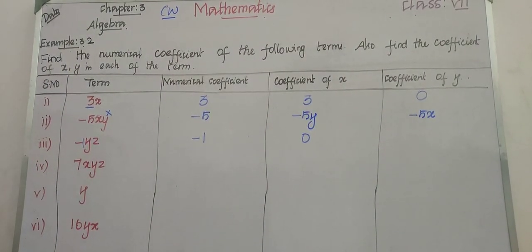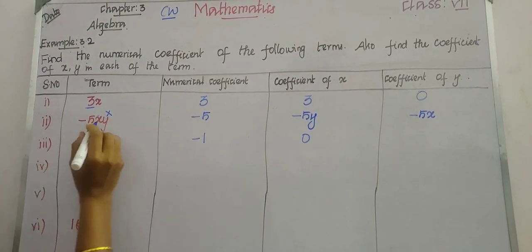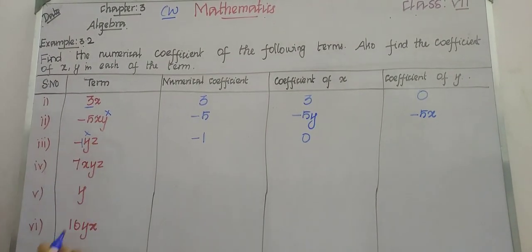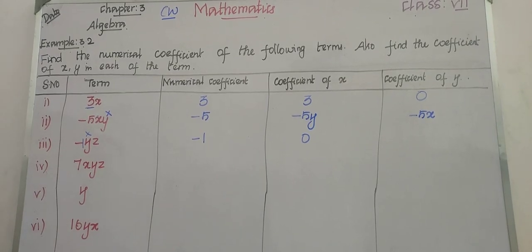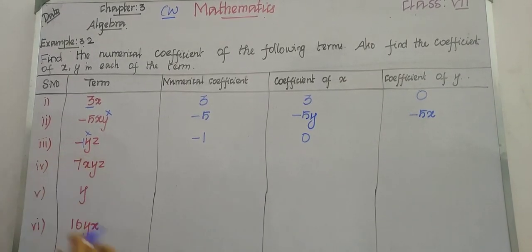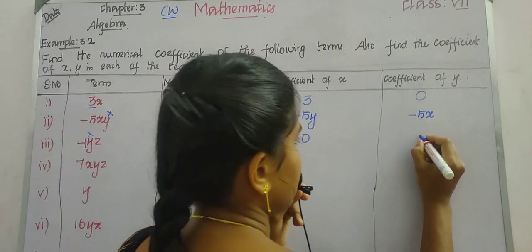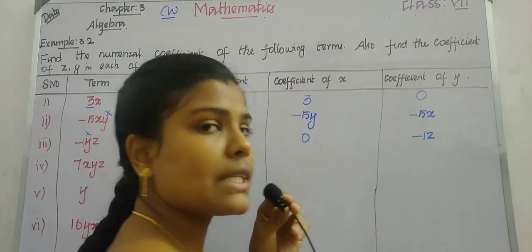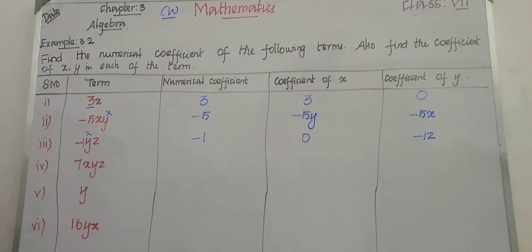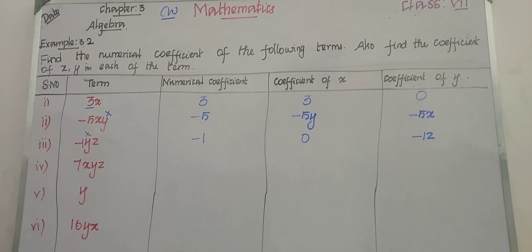And then the coefficient of y, how will you find? Leaving that y, the remaining all others are the coefficient of y. So what is the answer? Minus 1 is the coefficient of y. Is it clear, children? Okay, see the fourth one.